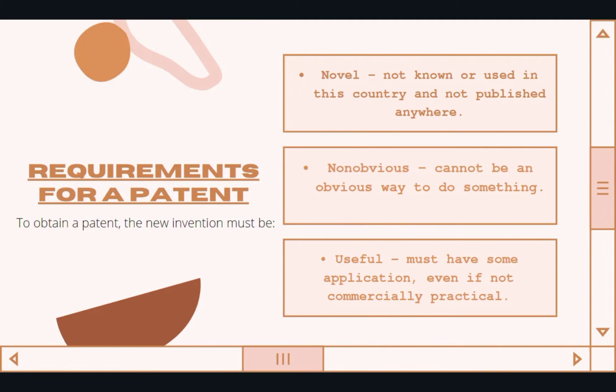To obtain a patent, the new invention must be, first, novel, not known or used in this country and not published anywhere. The second one, non-obvious. It cannot be an obvious way to do something. And of course, it is useful. It must have some application, even if not commercially practical.